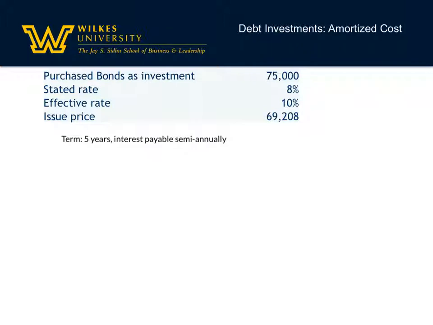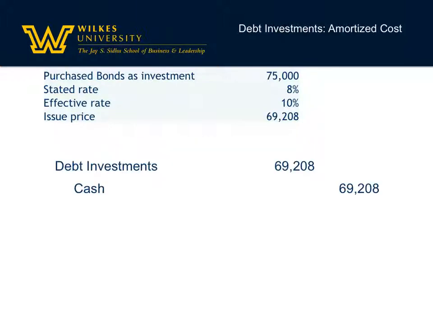If you go ahead and plug this in, knowing the term is 5 years with interest payable semi-annually, the present value or the issue price is going to be $69,208. So the first entry we're going to show is how to record the purchase of the bonds as an investment. That entry is easy, one you probably figured out already. You debit debt instruments, credit cash for the price paid of $69,208.